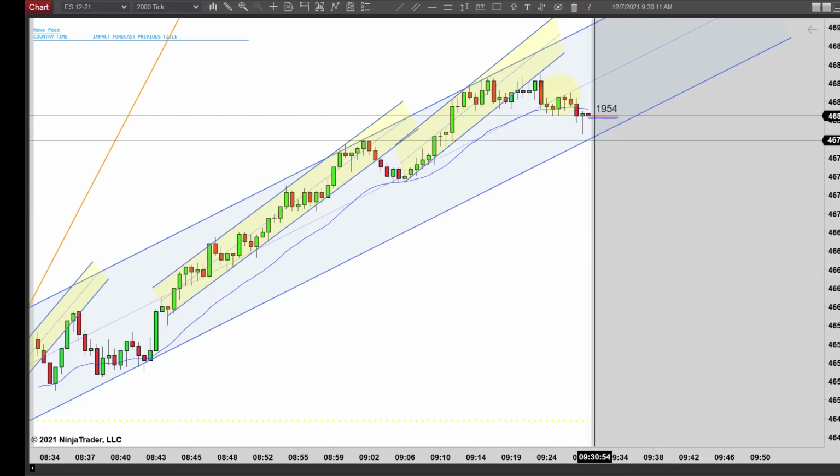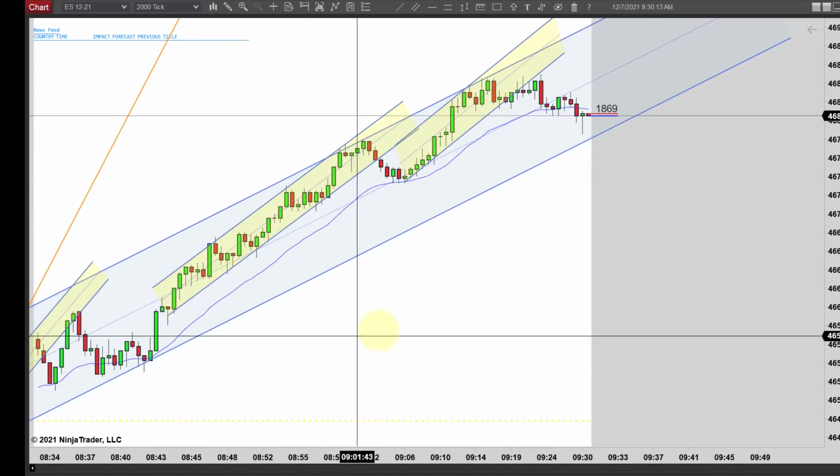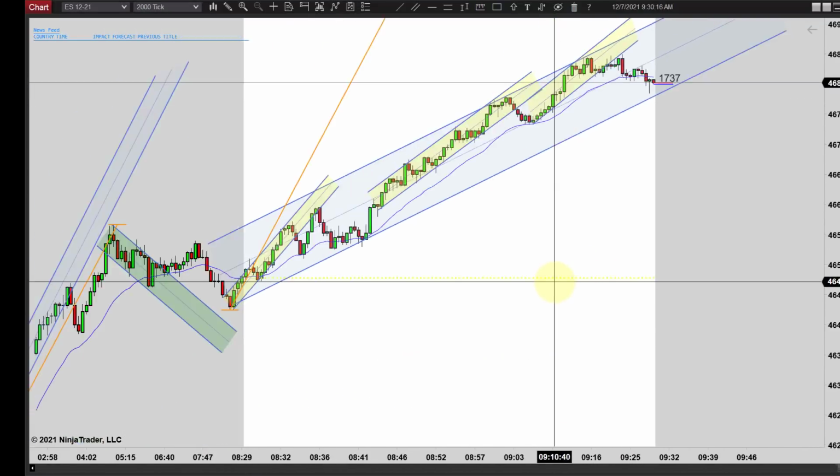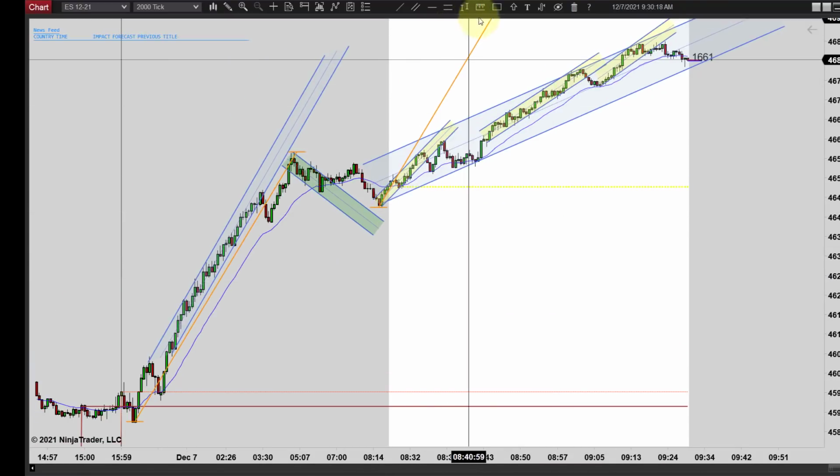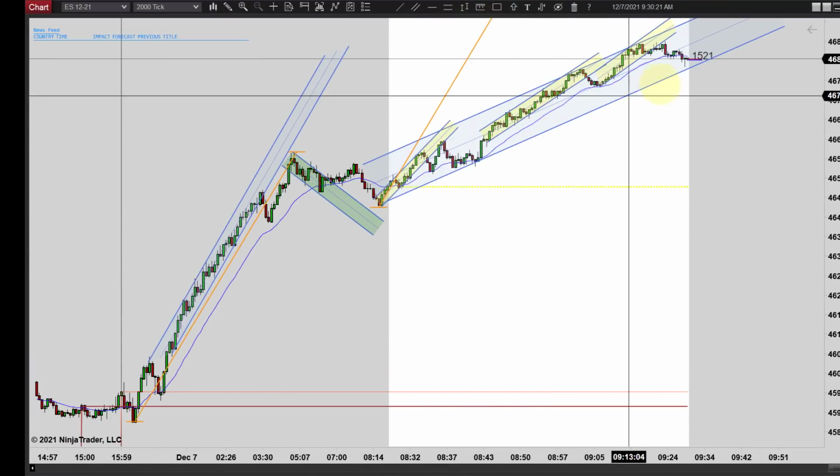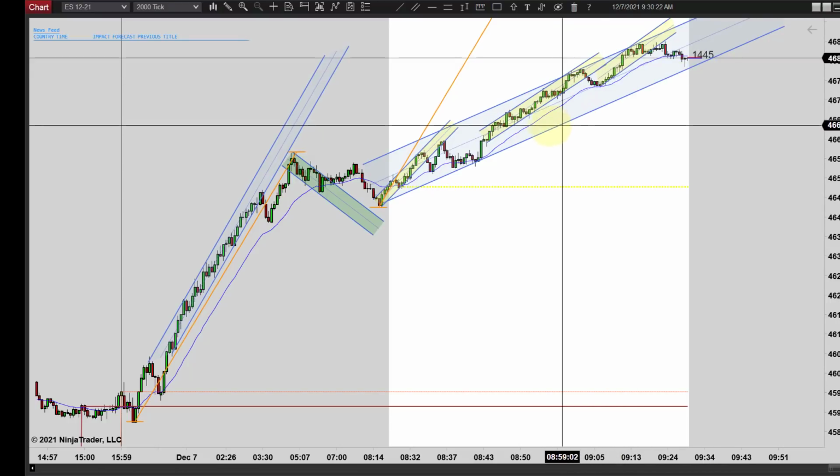I haven't demonstrated a trade in a while, so I'm going to see if we get one that sets up here. We're headed back to the main trend line. This has been a very strong trend today. You can see the trend's still intact, and as long as this trend line holds, we're still intact here.